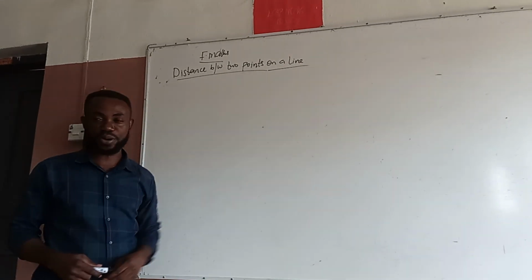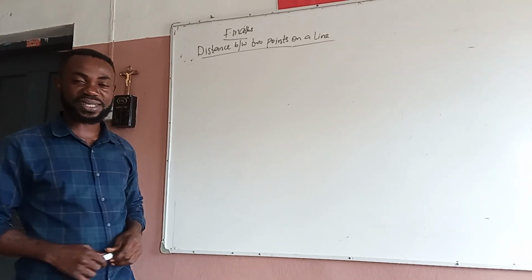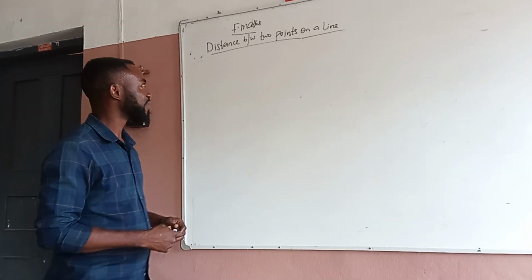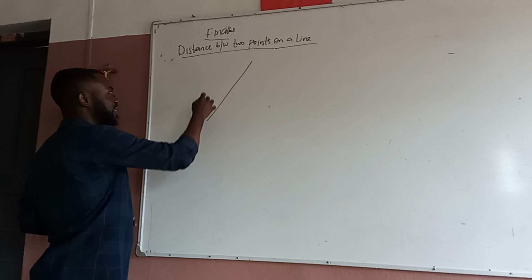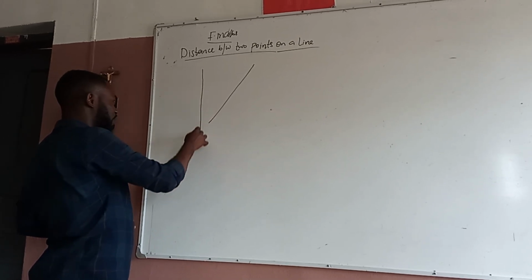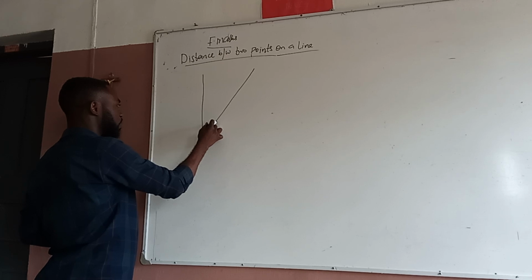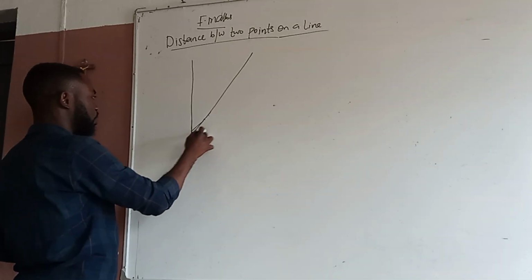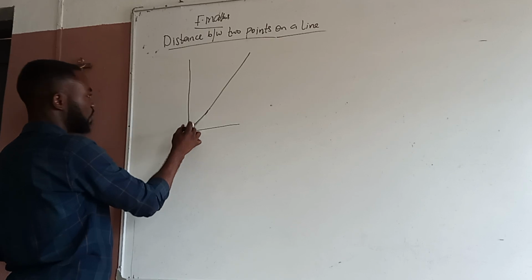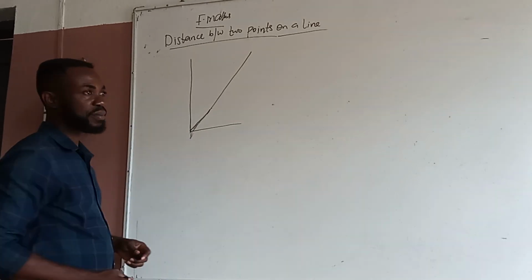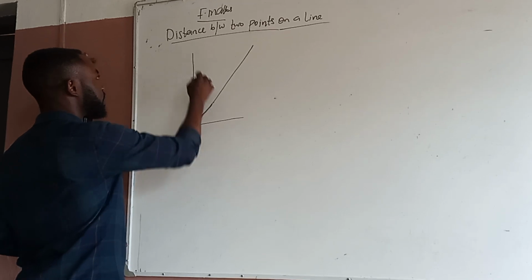Distance between 2 points on a line. Supposing we have a straight line with respect to the two mutually perpendicular axes, and we want to find the distance between 2 points.